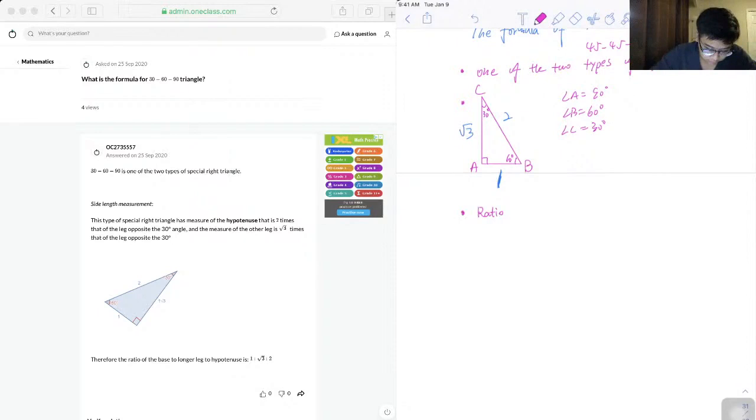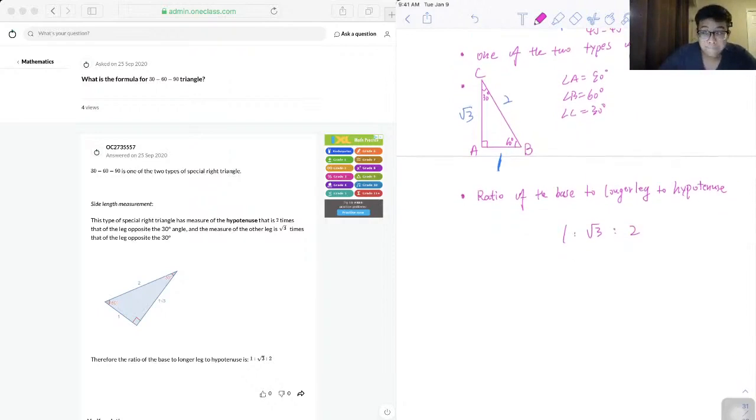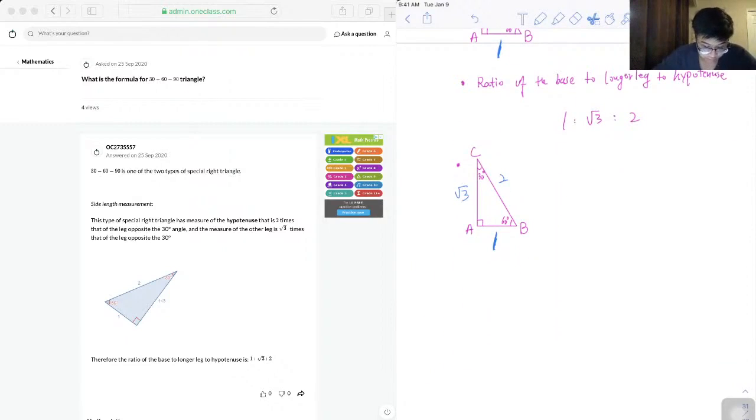And so the next thing will be the ratio. So the ratio of the base to longer leg to hypotenuse is 1, root 3, and 2. Oh, and the other thing I need to mention is that it doesn't necessarily have to be fixed 1, 2, and root 3. We can multiply each side by the same number, and it will maintain the property.